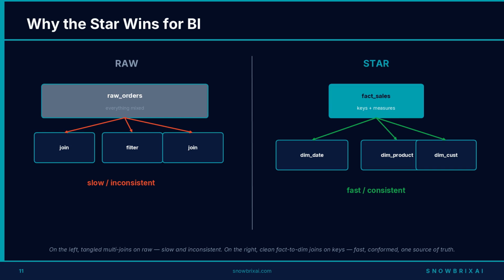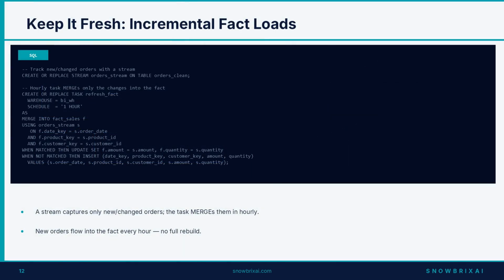Now let us keep it fresh. A model is only as good as its freshness. So let us automate that. First, we create a stream on orders clean called order stream. A stream is Snowflake quietly tracking what changed, just the new and updated rows. Then we create a task, refresh fact, on the BI warehouse, scheduled every 1 hour. Inside it, we merge from the stream into fact sales. When matched, we update. When not matched, we insert.